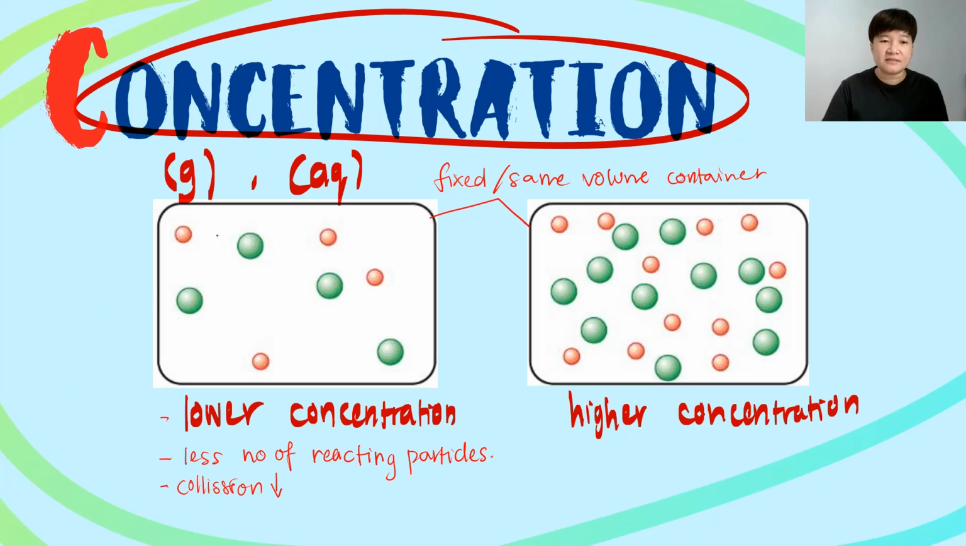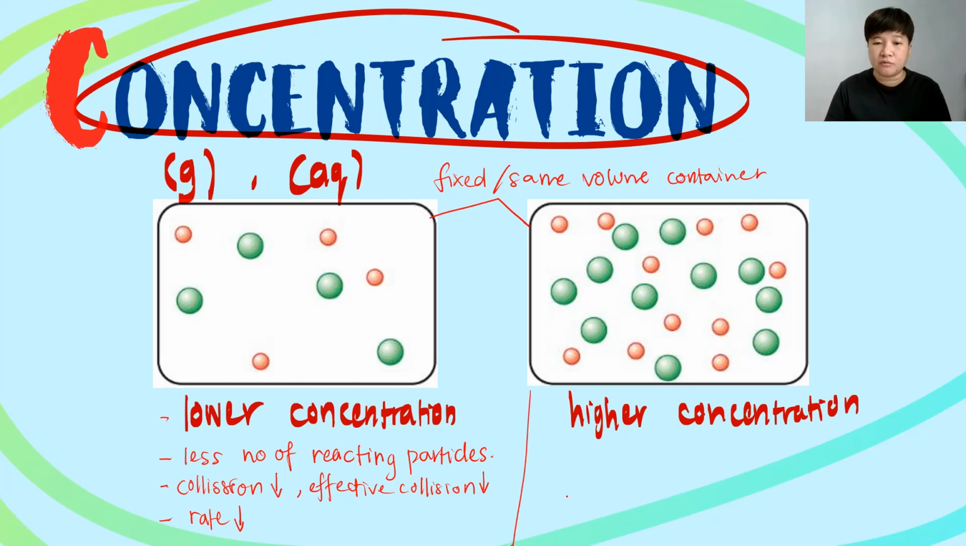So when you have fewer particles over here, collision will decrease. When collision decreases, the effective collision will also decrease. Effective collision is the collision that will change your reactant to product. So when the collision decreases, effective collision decreases, therefore your product will be decreased. As a result, your rate of reaction will decrease. That is what happens when you have a lower concentration.